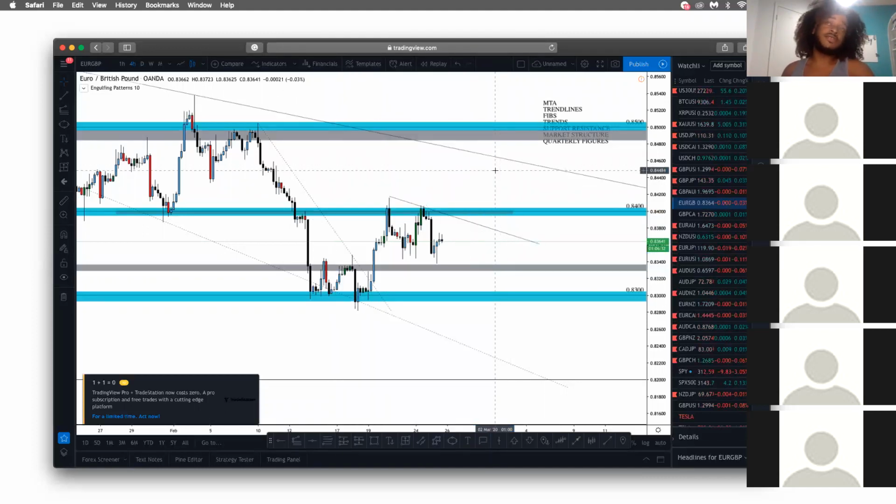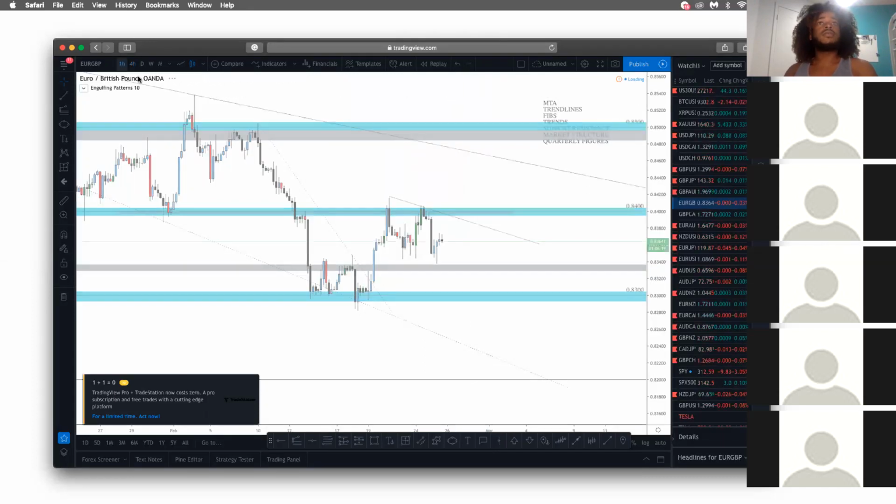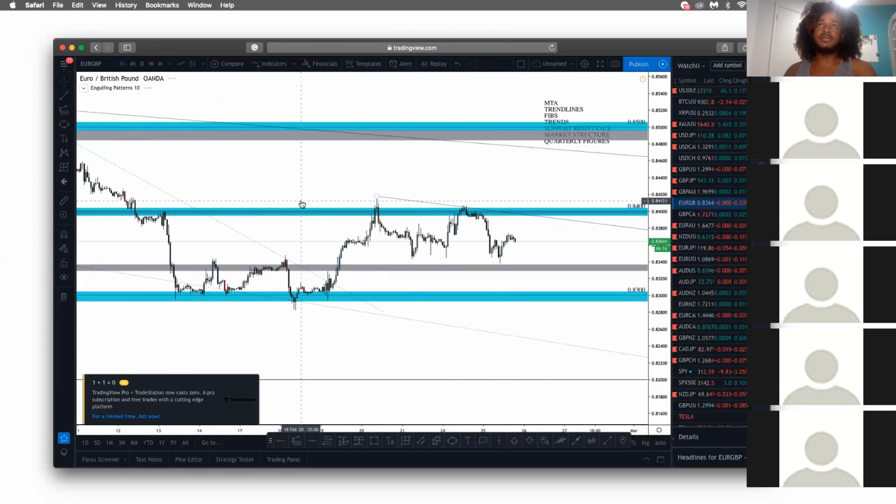Okay, so I left the trend line solid because this trend line is not moving. And like I said, if you're following the rules, high, low, lower high, lower low, trend line, right? I'm just hopping on the 1 hour to see what it looks like.